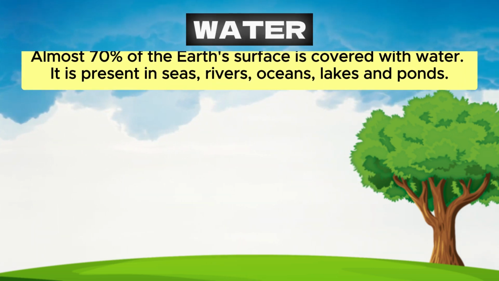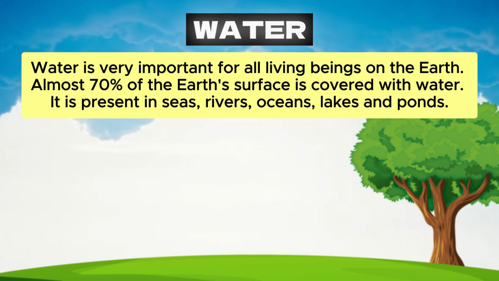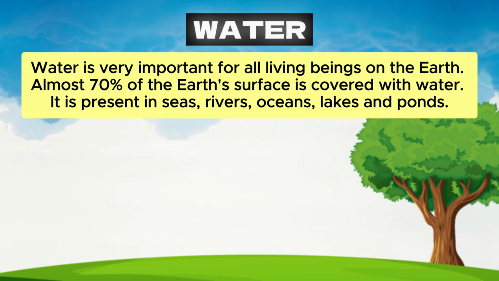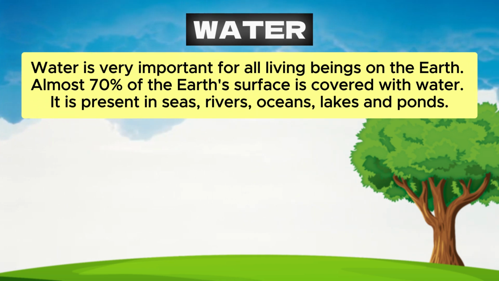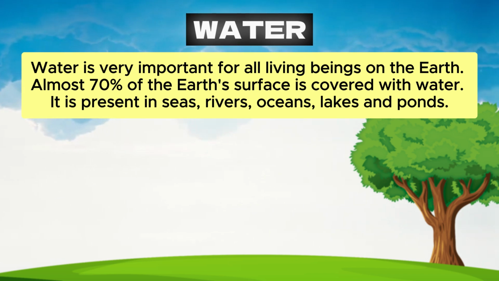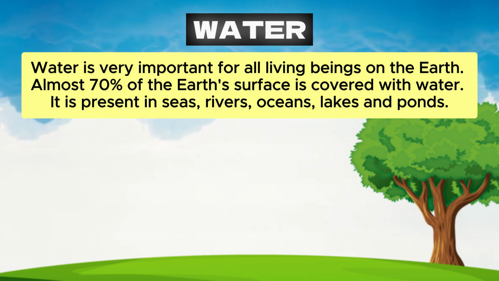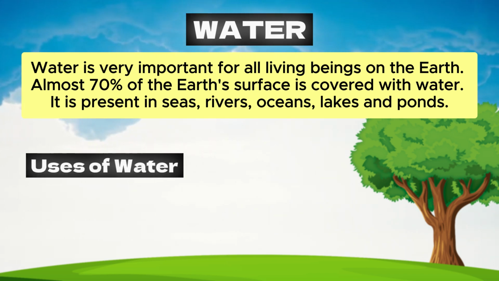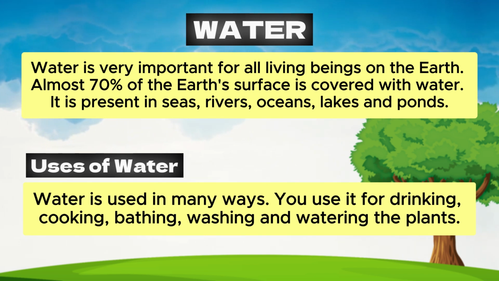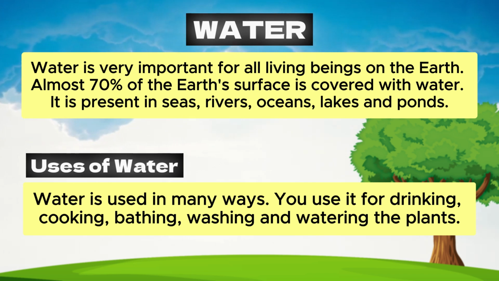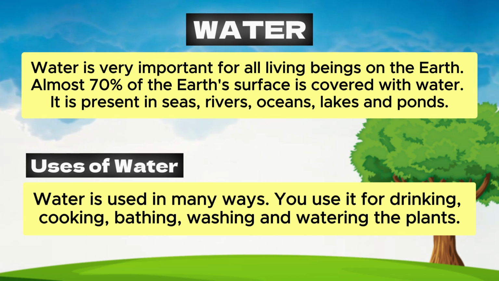Water. Water is very important for all living beings on the earth. Almost 70% of the earth's surface is covered with water. It is present in seas, rivers, oceans, lakes and ponds. Uses of water. Water is used in many ways. You use it for drinking, cooking, bathing, washing and watering the plants.